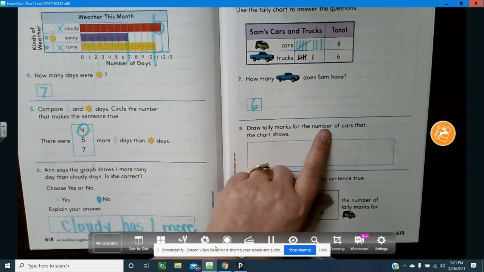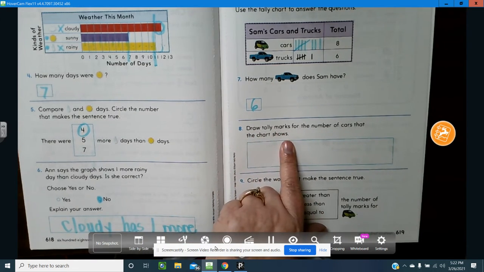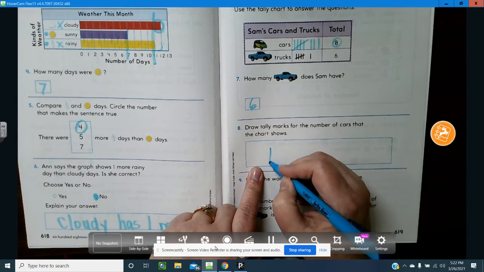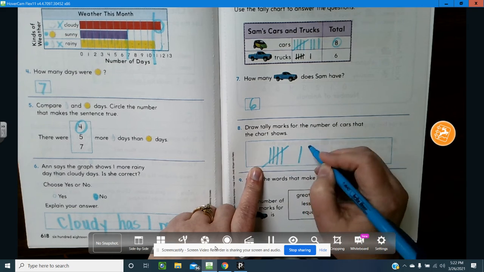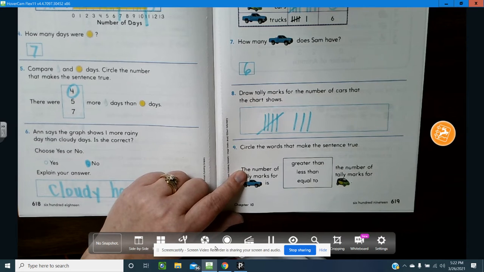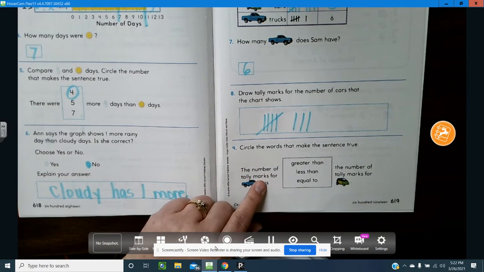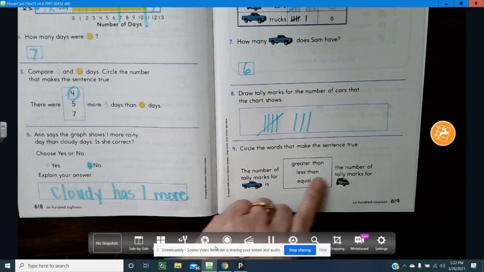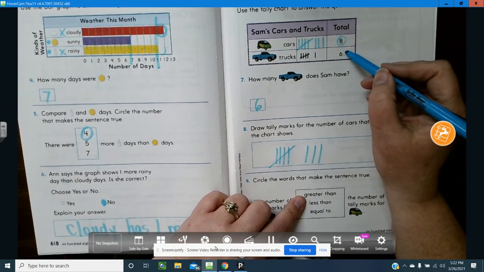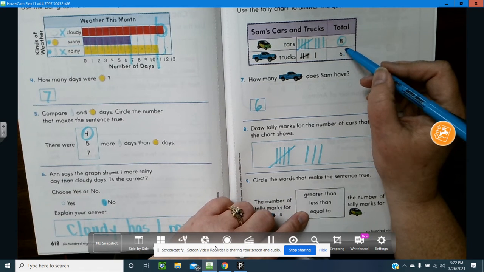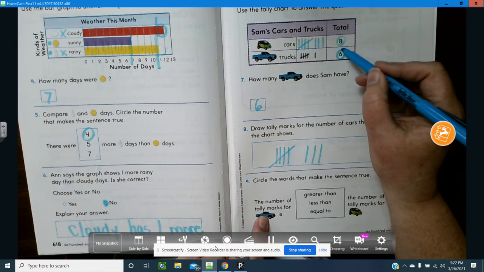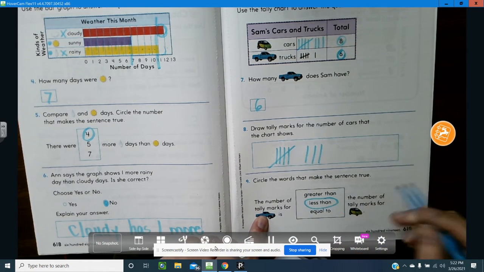Draw tally marks for the number of cars that the chart shows. Well, we just did that, didn't we? All we have to do is write it again. It has 8. 1, 2, 3, 4, 5, 6, 7, 8. Number 9 says, circle the words that make the sentence true. The number of tally marks for trucks is blank the number of tally marks for cars. Is the trucks greater than, less than, or equal? Well, it's not equal. They're not the same. And the trucks have less. They only have 6. So I'm going to say it's less than.